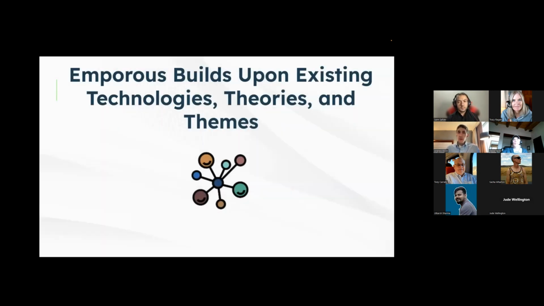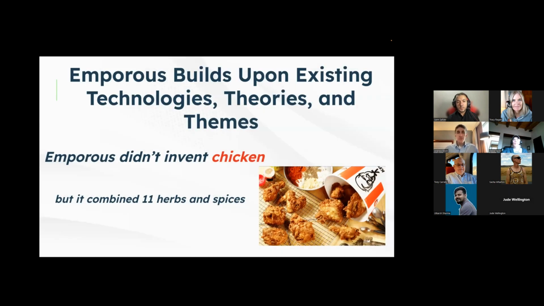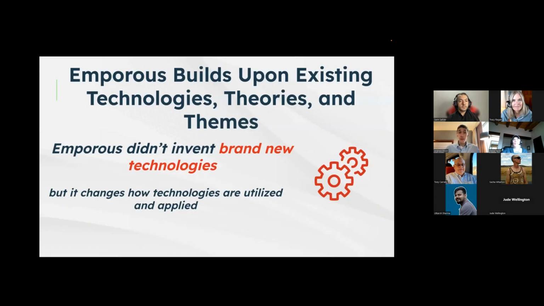So we build on not only those technologies, but theories and themes, which means that we're not reinventing things. We just went ahead and built upon things that are already out there. Emporous didn't invent the chicken, but it did combine 11 herbs and spices. Oh, wait a second. That was KFC. It wasn't Emporous. Okay. So Emporous, pardon me, didn't invent brand new technology, but it did change how technologies are utilized and applied. That is the difference: a lot of technologies try to invent new things. We didn't invent new things. We did to an extent, but not really. We're just reusing existing paradigms in a way that enables new opportunities to be leveraged.